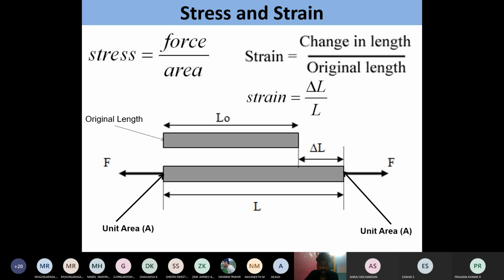So this is called the modulus. The modulus means stress by strain. Stress means force by area. Strain means change in length to its original length. So how are we measuring these changes? For that we have taken this example. Original length L naught. After applying the force on the unit area, it becomes del L.